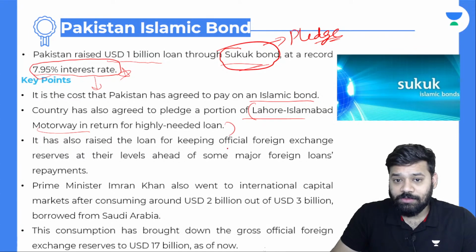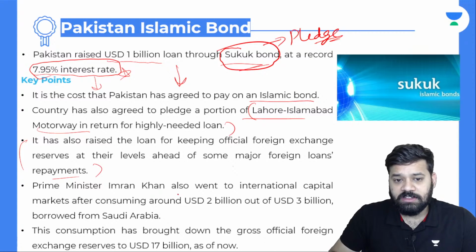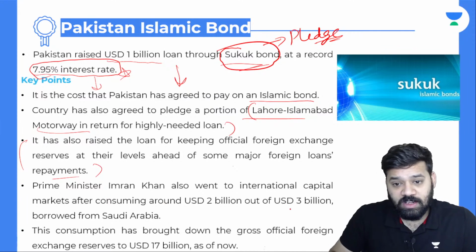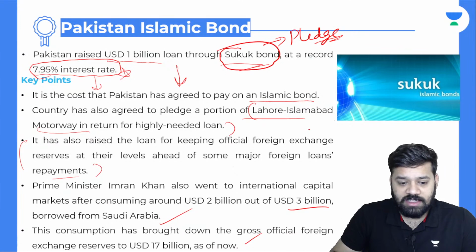It has also raised the loan for keeping official foreign exchange reserves at their levels ahead of some major foreign loan repayments. So the foreign reserves of Pakistan have depleted. To keep the levels high ahead of some major foreign loan repayment, Pakistan has raised Sukuk bonds. And Prime Minister Imran Khan also went to international capital markets after consuming around 2 billion US dollars out of the 3 billion US dollar reserve borrowed from Saudi Arabia. This consumption has brought down the gross official foreign exchange reserve to 17 billion US dollars as of now.